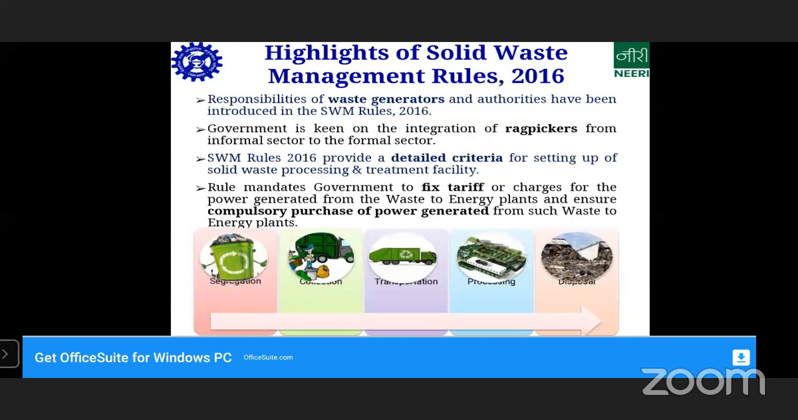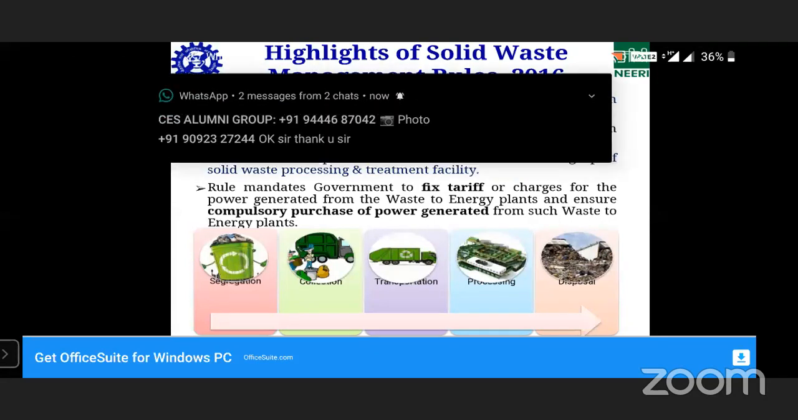This rule also talks about the different authorities who are generating the waste. For example, the responsibility of the waste generators and the authorities has been introduced in this. So this is a very good initiative by the government. The government is also keen on integrating the rag pickers, people at the lower level who are involved in waste segregation or waste cleaning. So that is also being considered, and some incentive is also being provided to that.